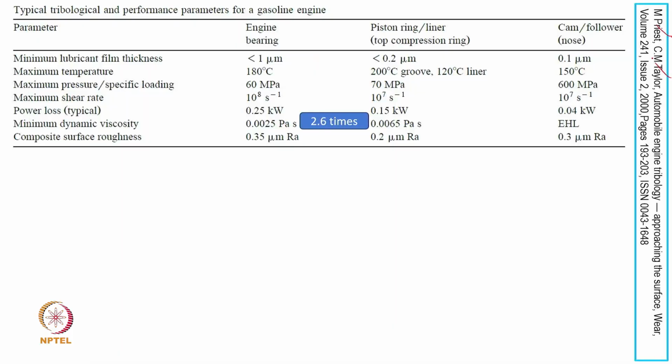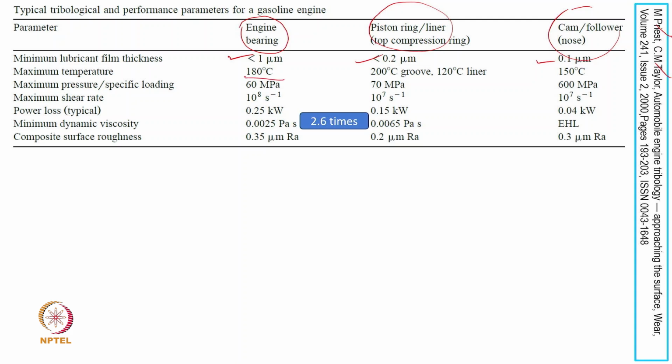Otherwise, we will not be able to get good results. Now, again, referring to one table of Priest and Taylor's publication, they compare the parameters in an engine bearing, in a piston ring liner, and in a cam and follower. You can see the minimum film thickness in an engine bearing is less than 1 micron. For the piston ring it comes to 0.2 micron, and for the cam and follower it is further down, 0.1 micron.